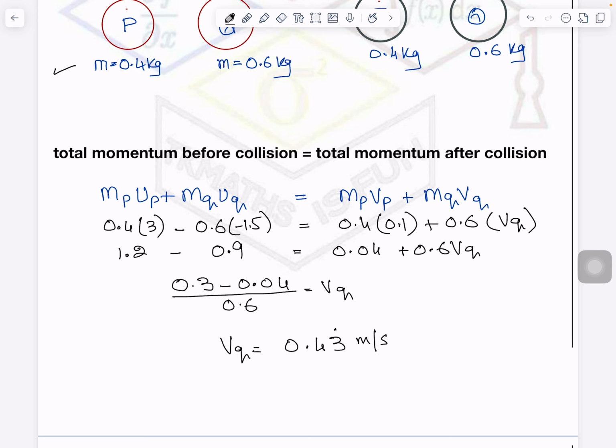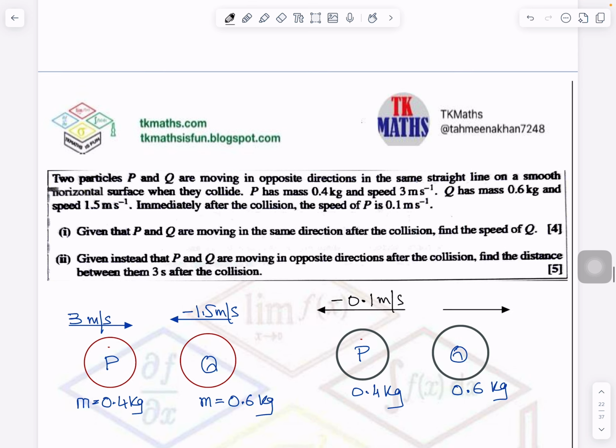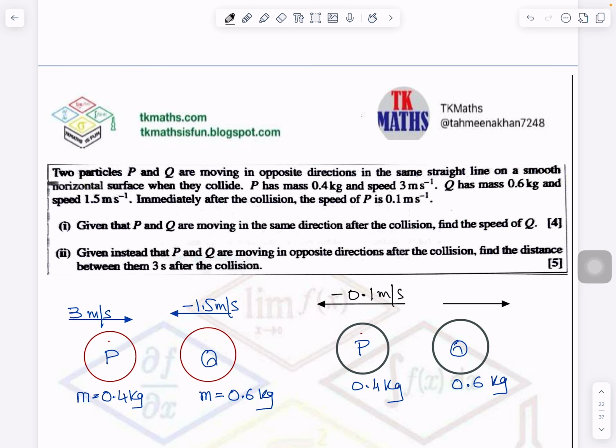Now let's see part 2. The situation is the same, the mass and velocity, everything is the same. But after the collision, now what is happening? Part 2 is saying, given instead that P and Q are moving in opposite directions. So you have to consider this situation, and that is the reason I have drawn both the arrows in opposite directions. Find the distance between them 3 seconds after the collision.